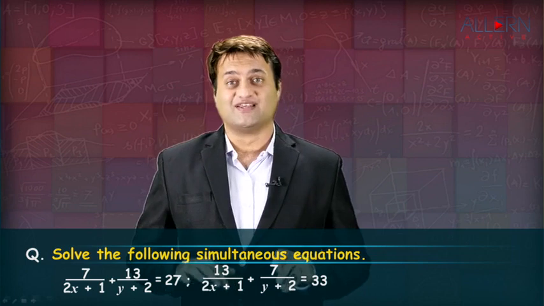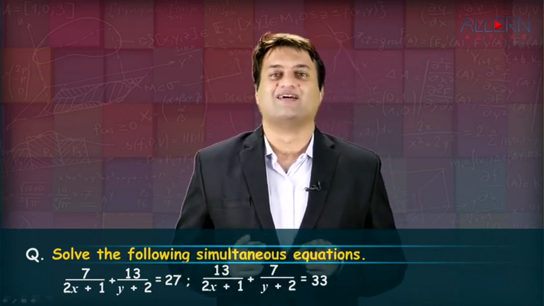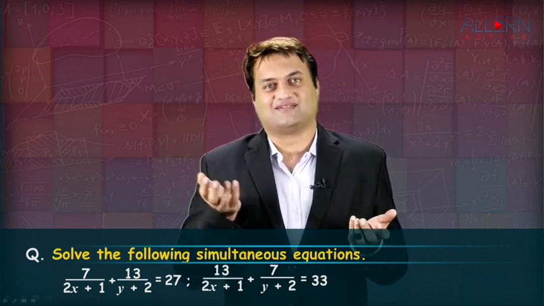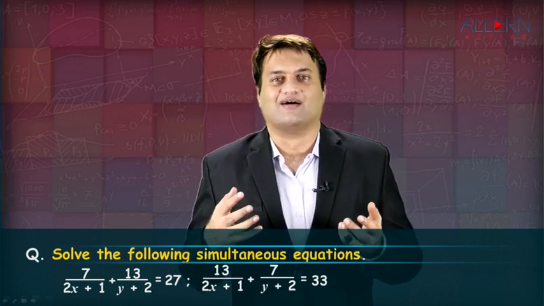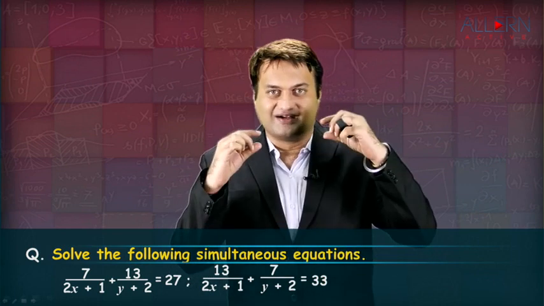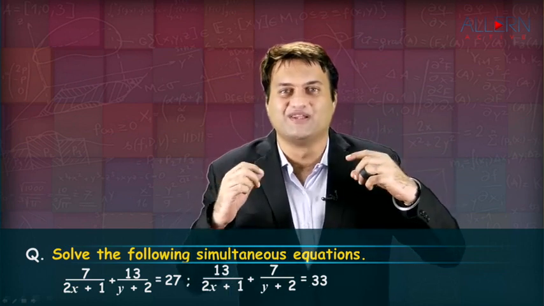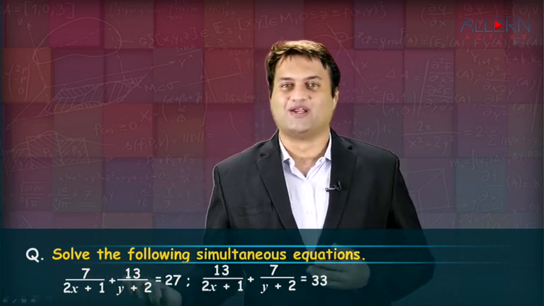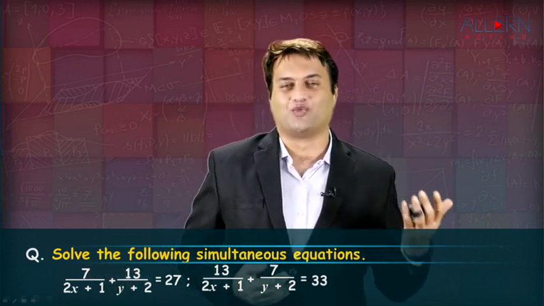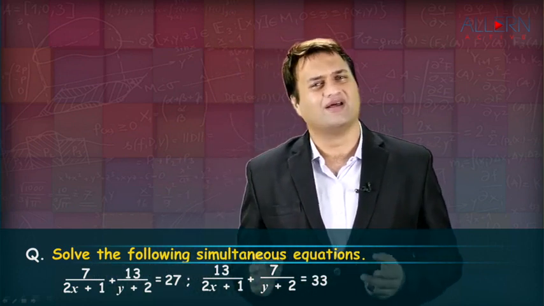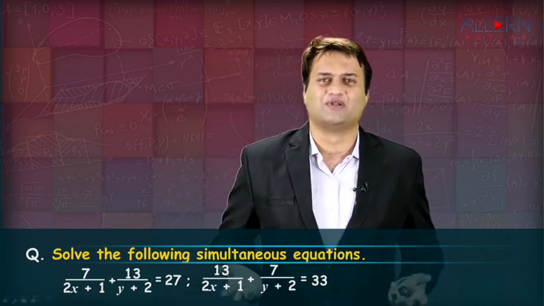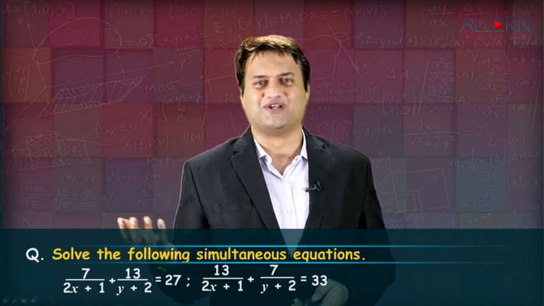Now the difference in this sum is in the denominator. Initially, whatever sums we saw, the denominator was either x or y, only a monomial, a single variable in the denominator. But in this sum, there is a binomial term in the denominator, 2x plus 1, y plus 2. But nothing to worry, we will stick to our concepts. Whenever there are variables in the denominator, we need to go for substitution.